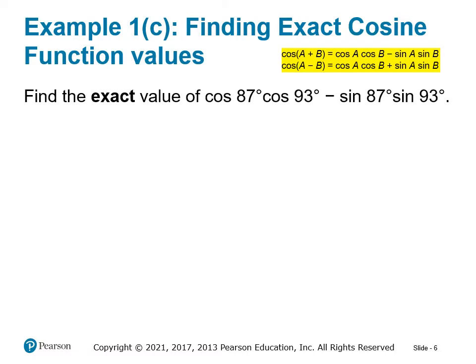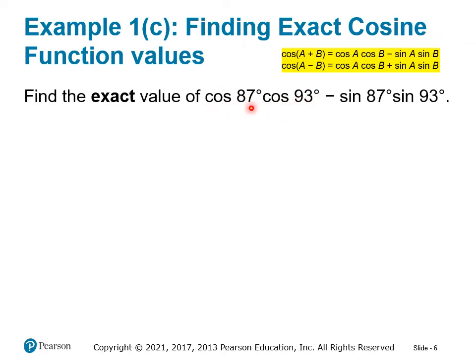Find the exact value of cosine 87, cosine 93, minus sine 87, sine 93. Well, I can see here that this is the setup for either the cosine of a sum or cosine of a difference. Because it's a difference here, and I know that the cosine, sum, and difference are opposite functions, I know this is the cosine of the sum of these two angles.